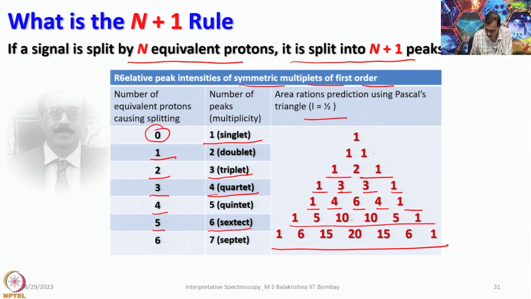If 5 are there, then N+1 will be a sextet, we get 6 lines, and the relative intensities are 1:5:10:10:5:1. If 6 are there, we get a septet, and the intensity ratio will be 1:6:15:20:15:6:1.